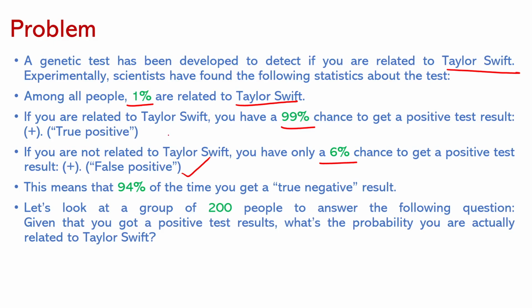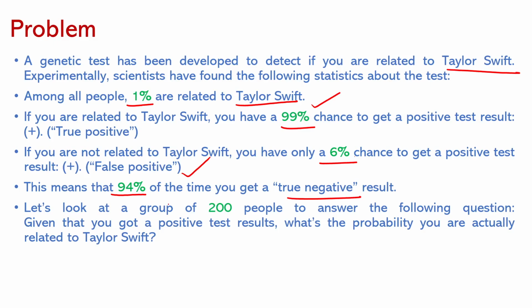If you really belong, it is 99% that you get a positive result. If you do not belong to Taylor Swift, still you have a 6% chance to get a positive result. This means 94% of the time you get a true negative result. Only 94% of the time it is giving you a true negative result.